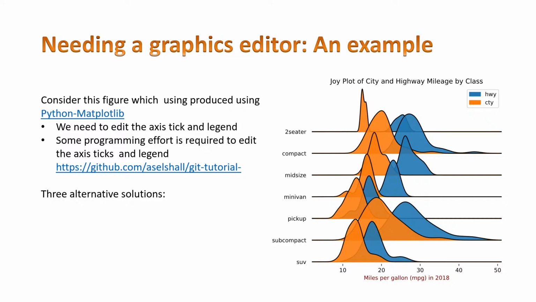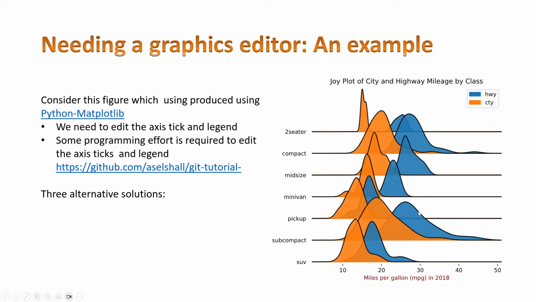Now this figure has problems. For example, I might need to improve this, like instead of HWI I like to put highway, and I need to put city here. Maybe for two-seater, you can just leave it as this, or you can write 2 and make it capital and make this capital. Miles per gallon in the highway and the city for different types of car, a joy plot of city and highway mileage by class, something like this.